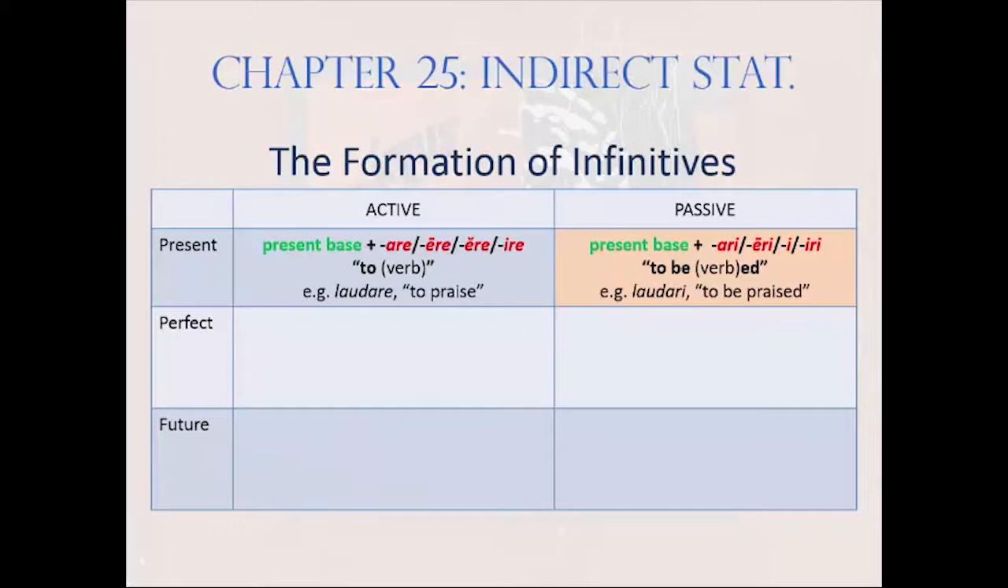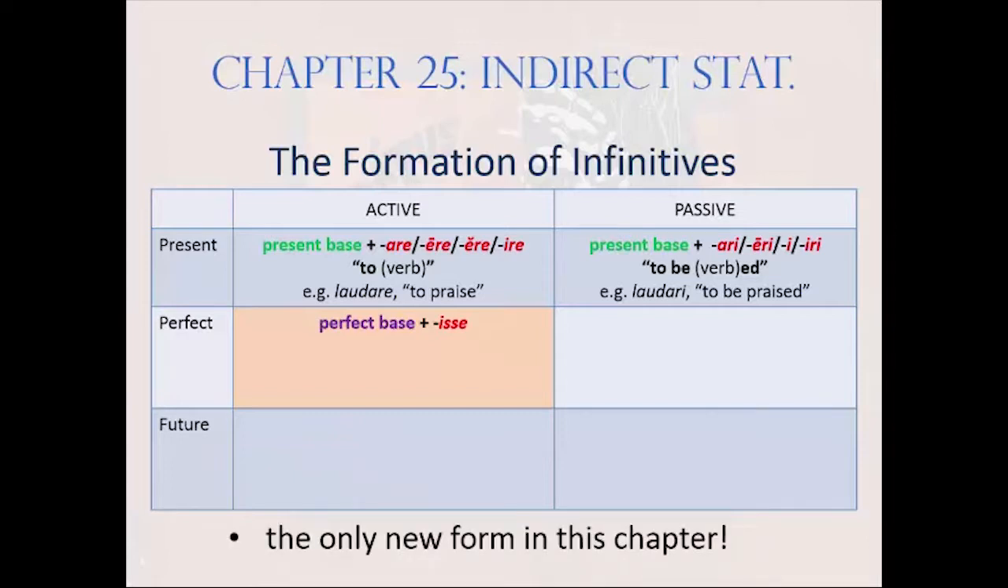Now, the fun begins, with the perfect active infinitive, formed by taking the perfect active base, what you get when you drop the first person singular, i ending from the third principal part, and add isse. For all the horrors of indirect statement, this is the only new form introduced in Chapter 25. It translates as to have whatevered. For instance, laudavisse, to have praised.